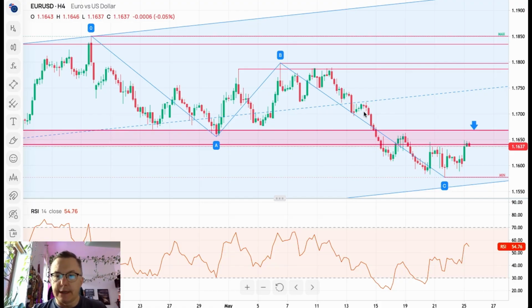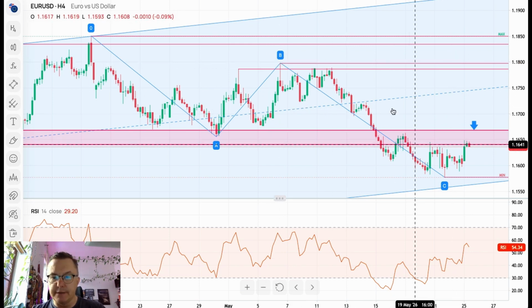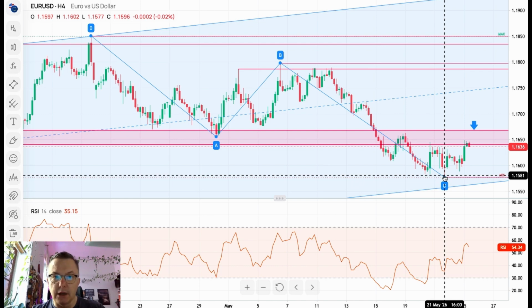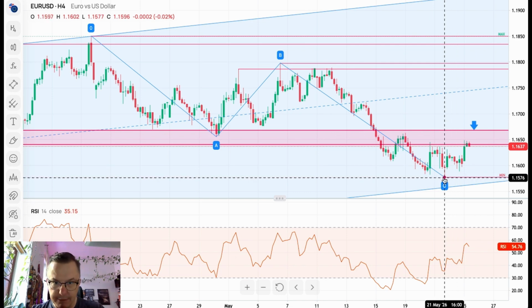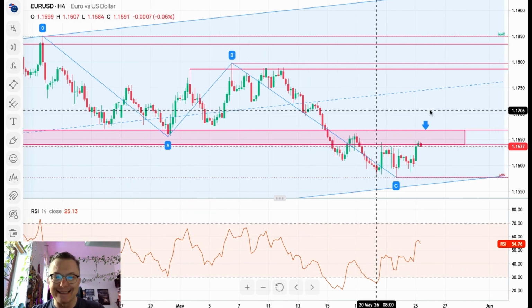So what is going on with the euro dollar on our time frame chart? The ABC correction to the downside is still in progress. However, there is some indication that the low at 1.1577 is the low of the ABC, especially the C wave to the downside. So the corrective wave might have been completed at this level.